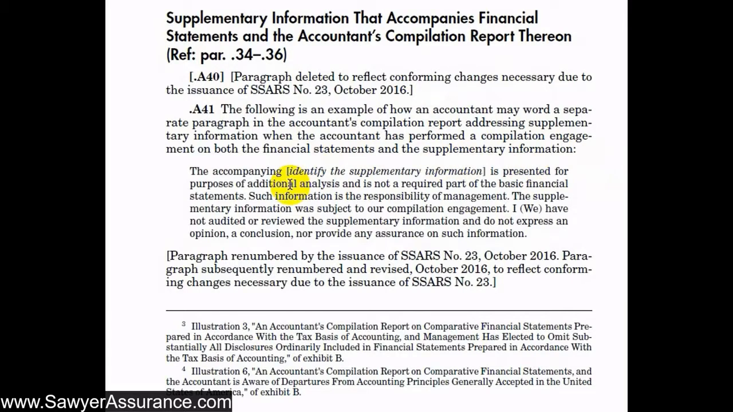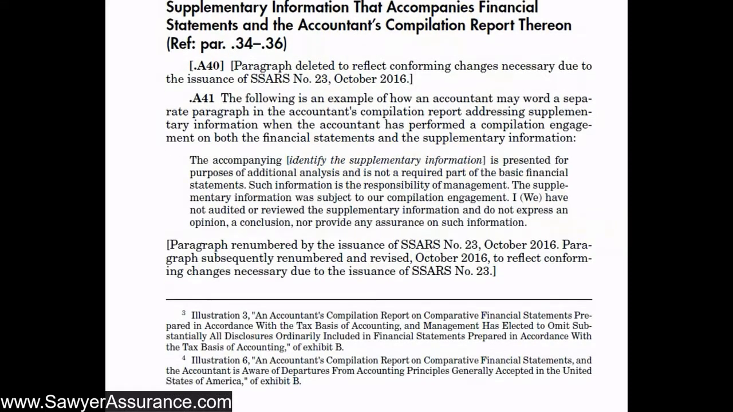And it might say something like the accompanying supplementary information is presented for purposes of additional analysis and is not a required part of the basic financial statements. Such information is the responsibility of management, and the supplementary information was subject to our compilation engagement. We have not audited or reviewed the supplementary information and do not express an opinion or conclusion, nor provide any assurance on such information. So we would need to add this paragraph to our accountant's compilation report or in a separate report specifically for the supplementary information.